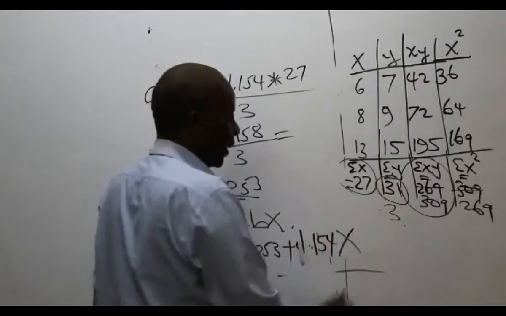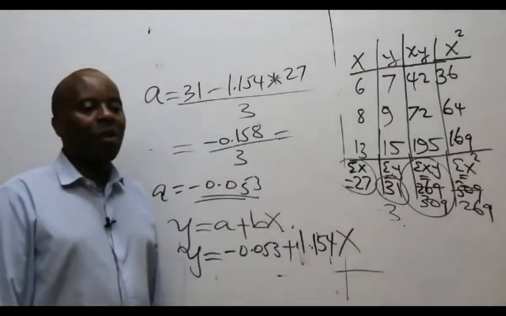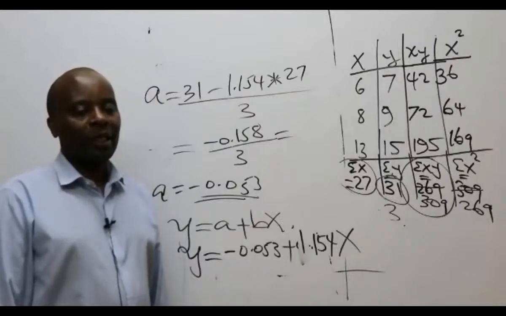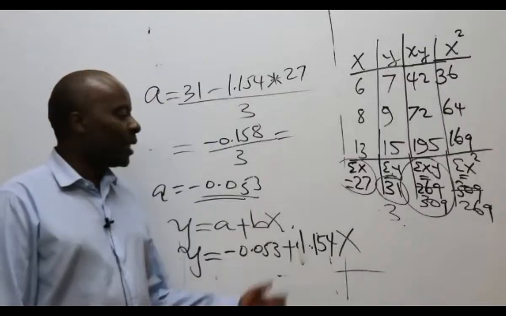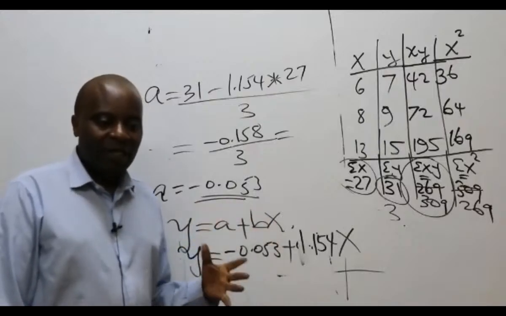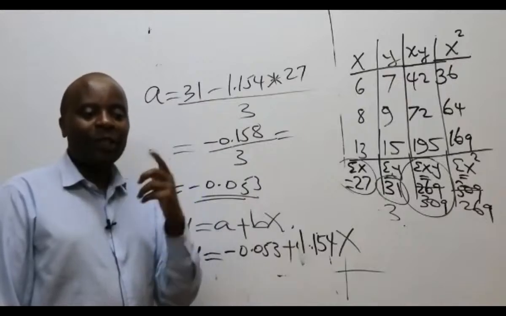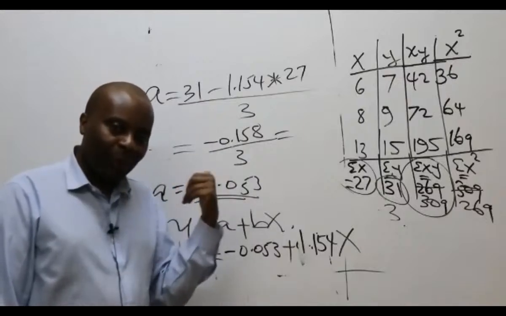1.154 x like that. So ladies and gentlemen, remember that our work at the end of it all is to provide the y equation, the straight line equation, by bringing in the values of A and B that you have gotten. So ladies and gentlemen, I'm so sure I've moved quite fast. What I do not know is whether we have understood it fully up to here.